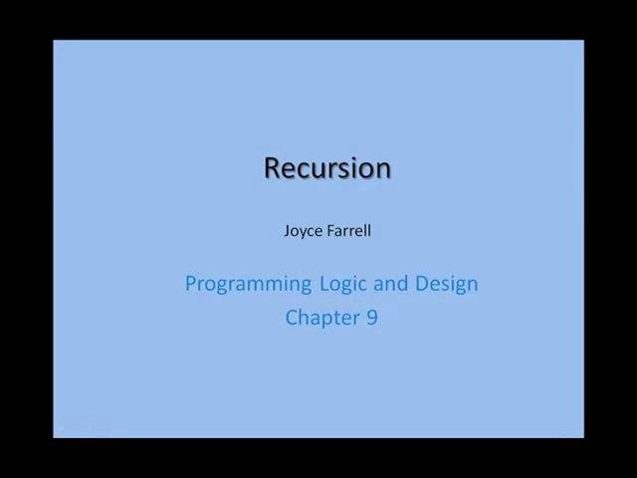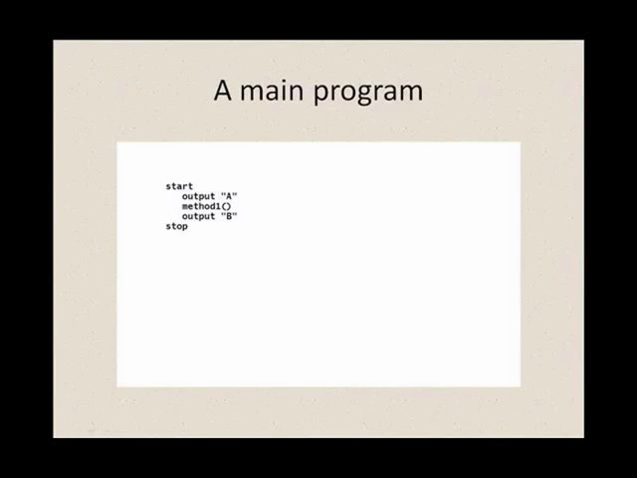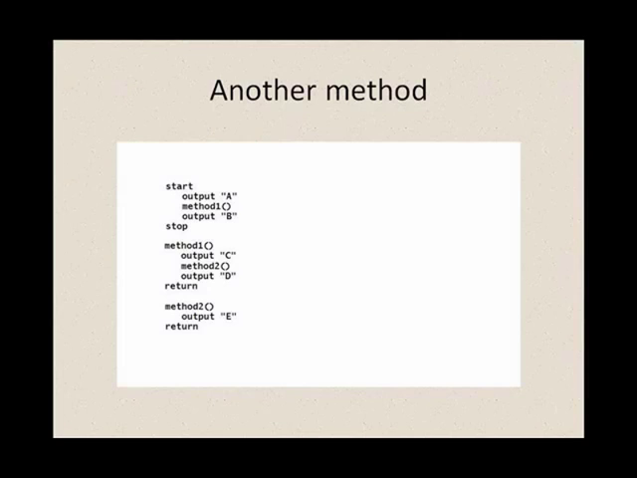I want to tell you about recursion. Let's look at a program that does not use recursion so you can understand how methods are called. This short program outputs an A, calls a method named method1, and then outputs a B. Let's assume method 1 outputs a C, calls a method named method2, and outputs a D. And let's just assume method 2 outputs an E.